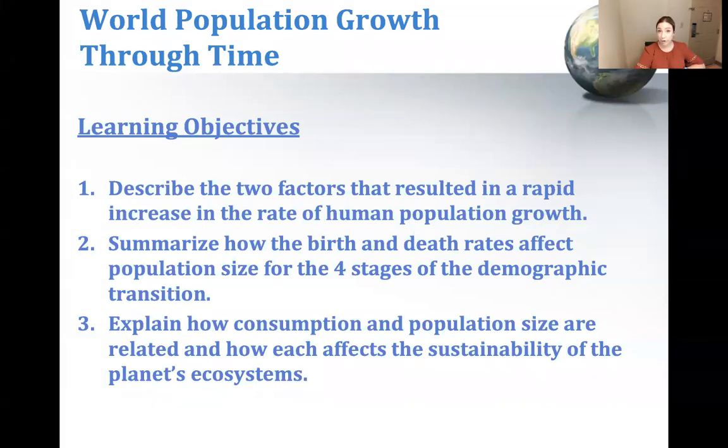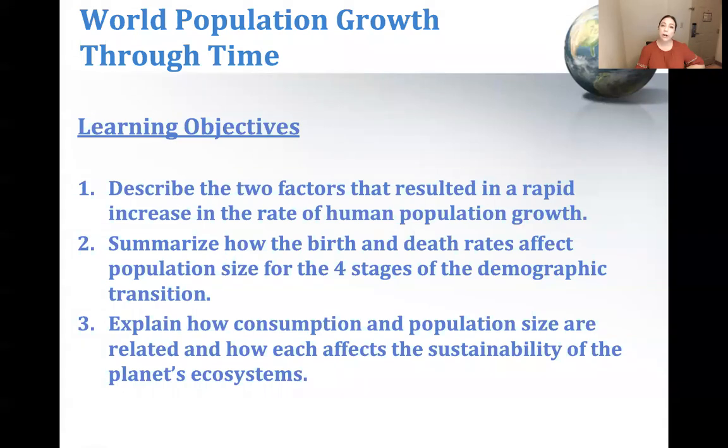Okay, third stage, you have a drop in birth rates, so not as many babies. Death rate is low, not that many people dying, but your population size is still increasing. And then the final stage, not very many births, not very many deaths, and population size is large, but it's not necessarily growing. So my third learning objective, explain how consumption and population size are related.